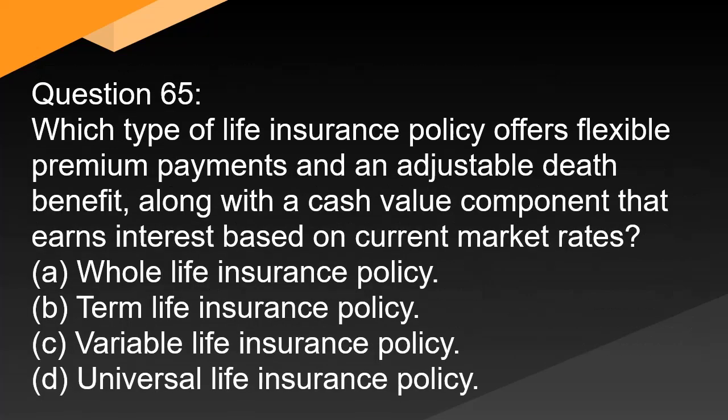Question 65. Which type of life insurance policy offers flexible premium payments and an adjustable death benefit, along with a cash value component that earns interest based on current market rates? A. Whole life insurance policy. B. Term life insurance policy. C. Variable life insurance policy. D. Universal life insurance policy.